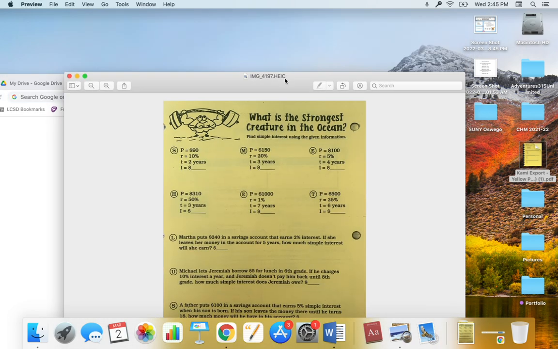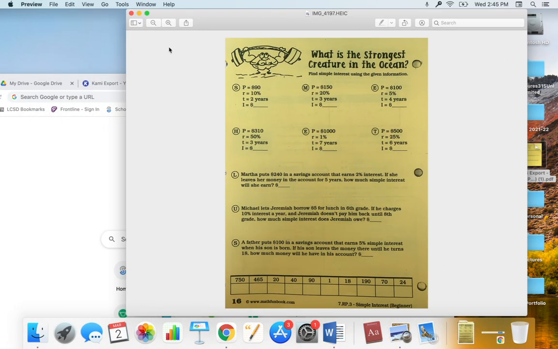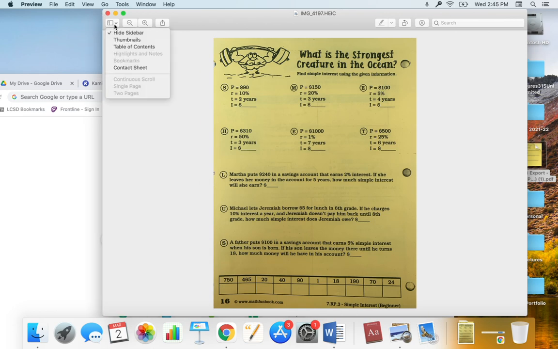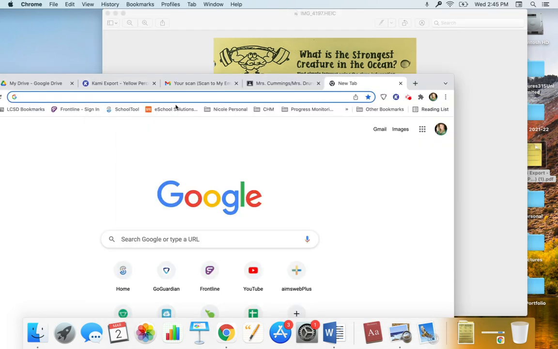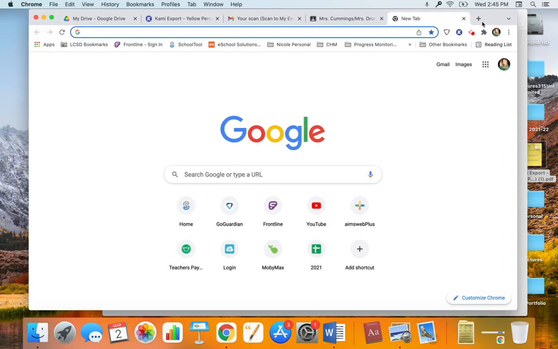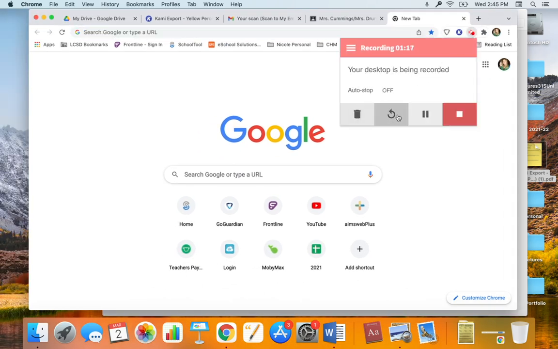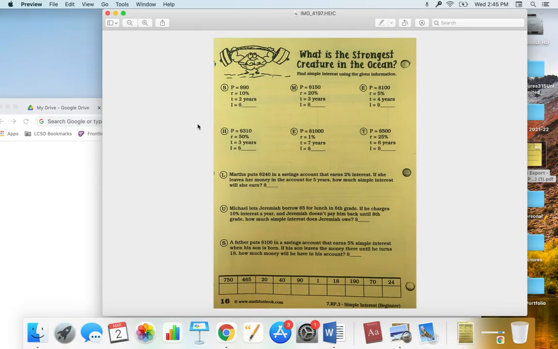So with that, let me see if I can bring up the tool for this. I don't know if I can. Nope, I can't. So you would write it as I equals 90, which is the P, times 0.10, and then times 2 years. And you'd write the interest on the line. That's what you do for the first 6 of these.